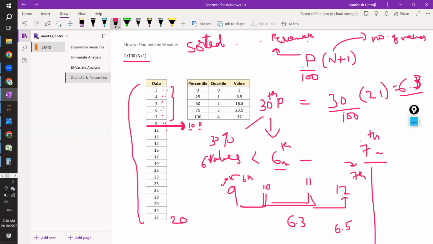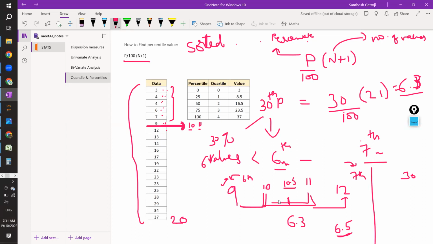Okay, it will be exactly how much? So if you consider 30 values as 1 unit, then 15 values, so 15 means what? 10.5. See, 10.5 will be 6.5. The middle part of 9 and 12 is 10.5, that is 6.5. Now 6.3 will be something between 10 to 10.5.